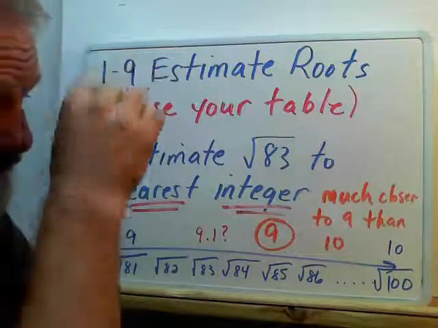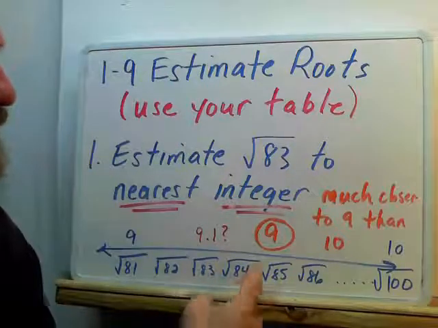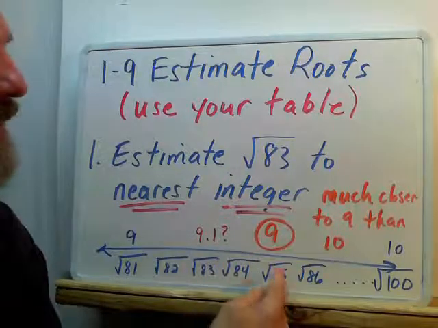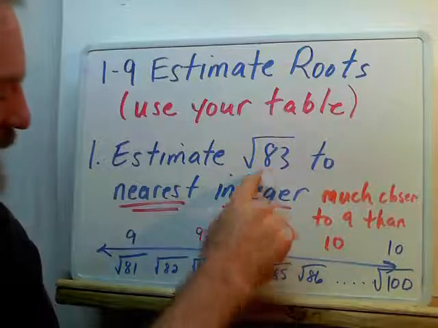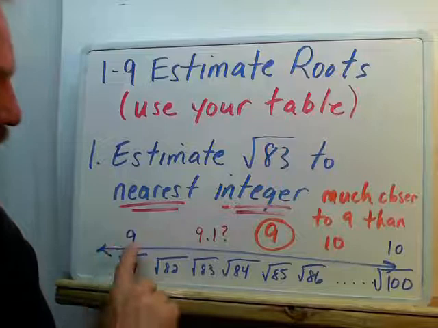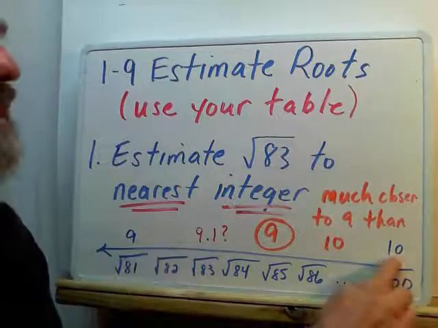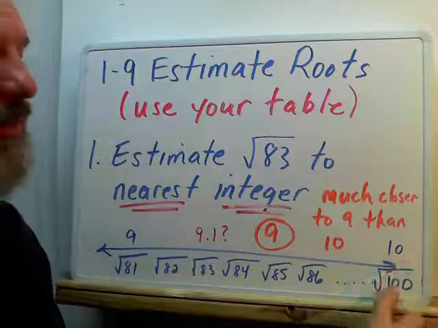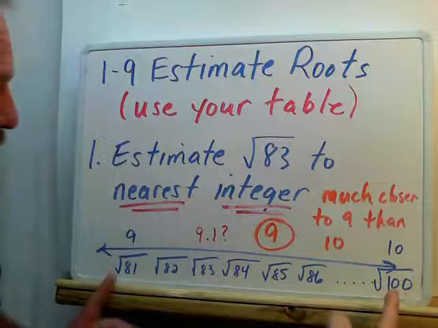And all we are going to do is figure out, are we closer to the perfect square beneath the square root of 83, which of course would be the square root of 81, which is 9. Therefore, we have to go to the other side of 83, and the answer for 10 would be the square root of 100. So which is closer?